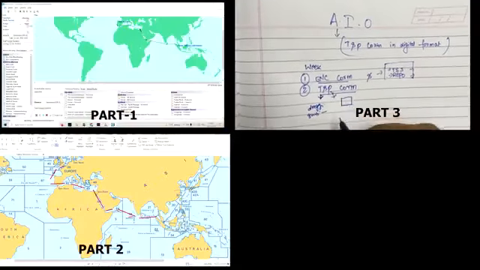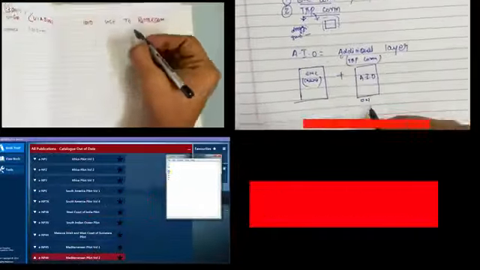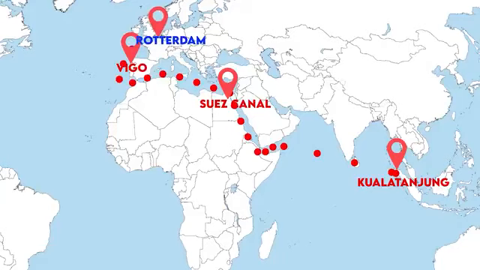So hello guys, welcome. This video is in continuation of my previous videos about passage planning. Before, we have discussed all the important aspects. In this video we are going to talk about nav warnings. Just to revise, my voyage was from Indonesia to Spain, from Kuala Tanjung to Vigo.